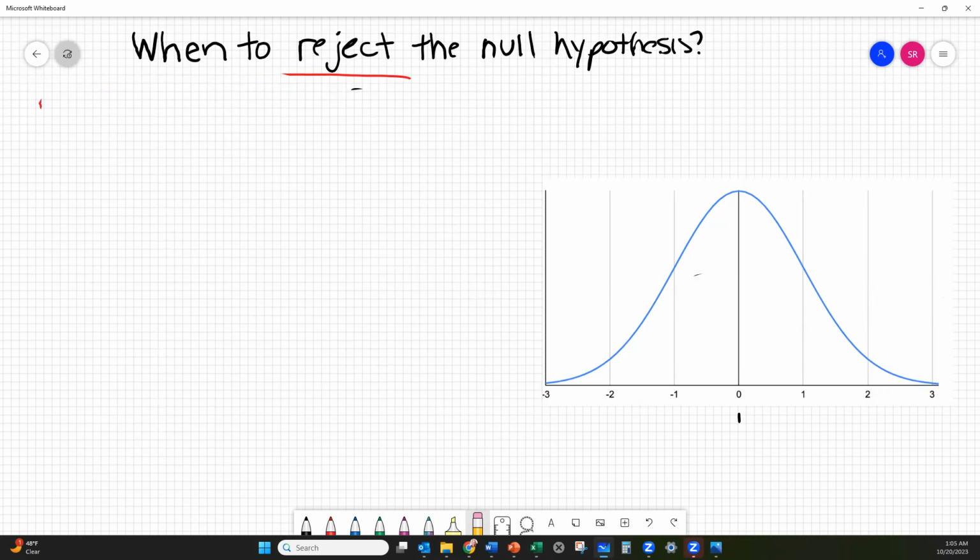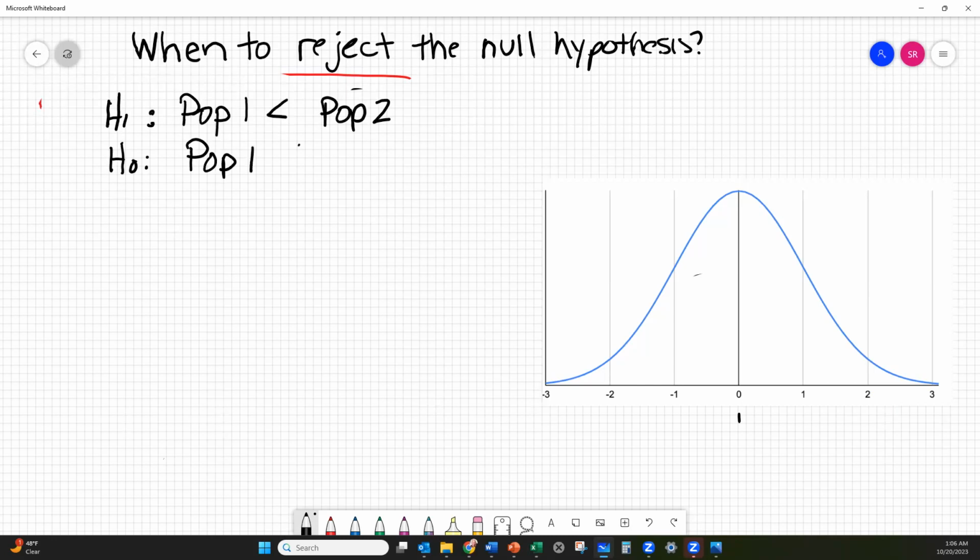All right, so now let's say that our research hypothesis, this time I'll just write H1. We can say H1 or HA. And the researcher thinks that population 1 should be lower than population 2. And of course, the null hypothesis is that population 1 is not lower than population 2. And you can also write equals in here if you want. So here are our hypotheses.